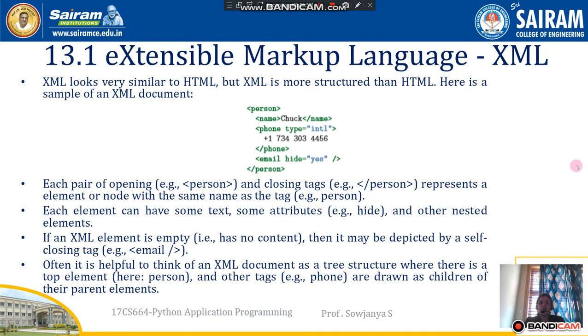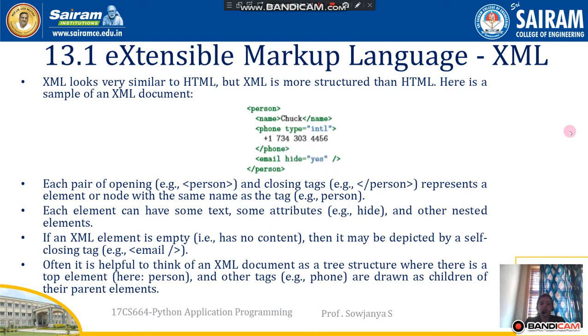Here it is showing each pair of the opening person tag and the closing tag represents an element or node. Whatever element it is, it represents an element or node with the same name as the tag. I've told you it is the person tag. Now each element can have some text, as I've told you, we have some text here, some attributes, for example hide is the attribute here, and other nested elements.